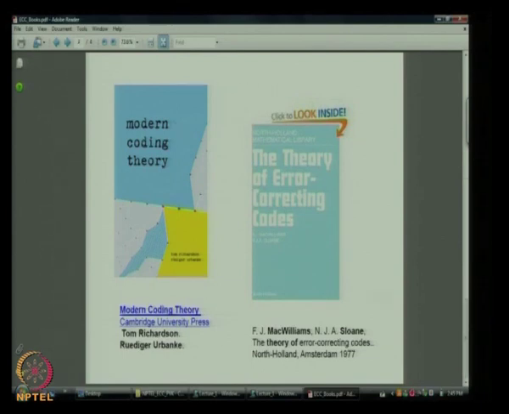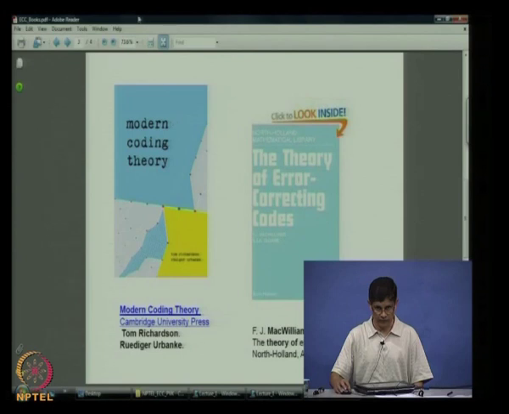On the left you have kind of the opposite model, which is the modern coding theory textbook.